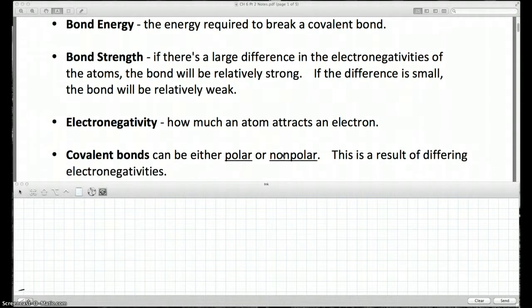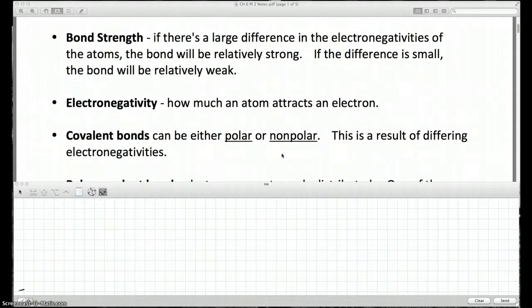One concept we are coming back to from a previous chapter, Chapter 4, is electronegativity. It's one of the trends we talked about in Chapter 4, and it's how much an atom attracts an electron. And we'll come back to that in just a second. Covalent bonds can be either polar or non-polar, and this is a result of differing electronegativities.